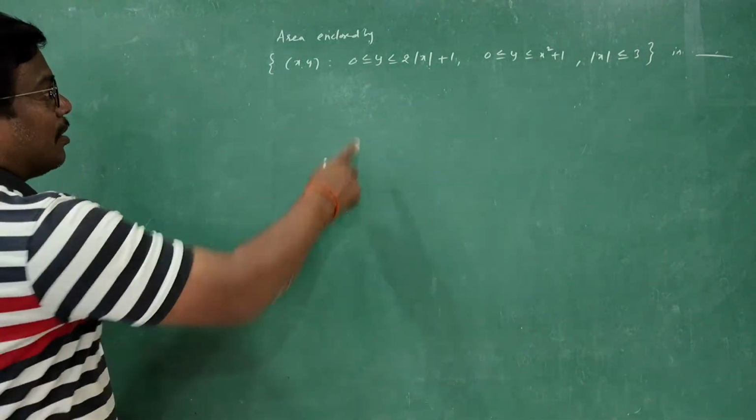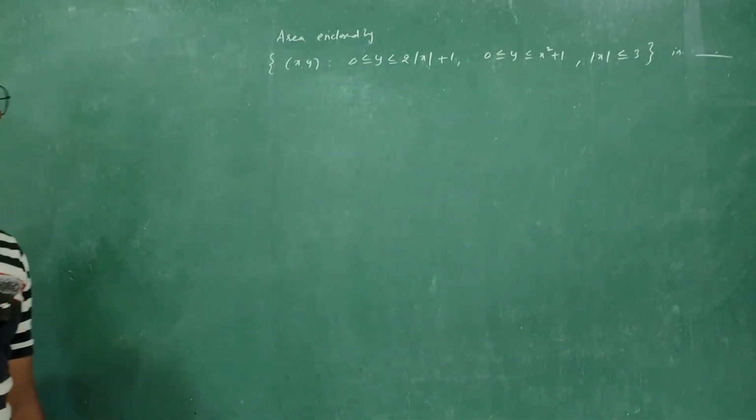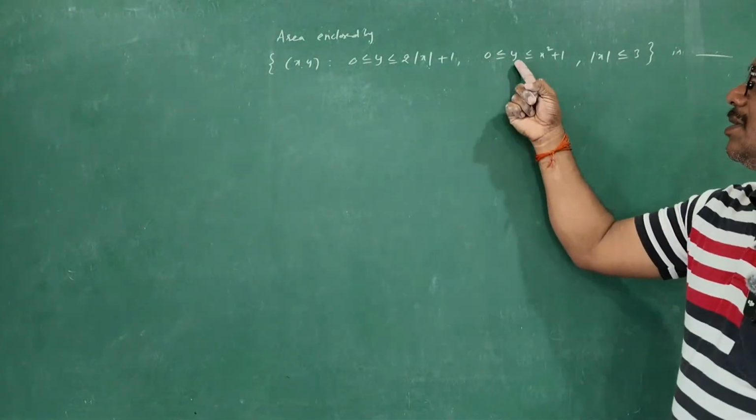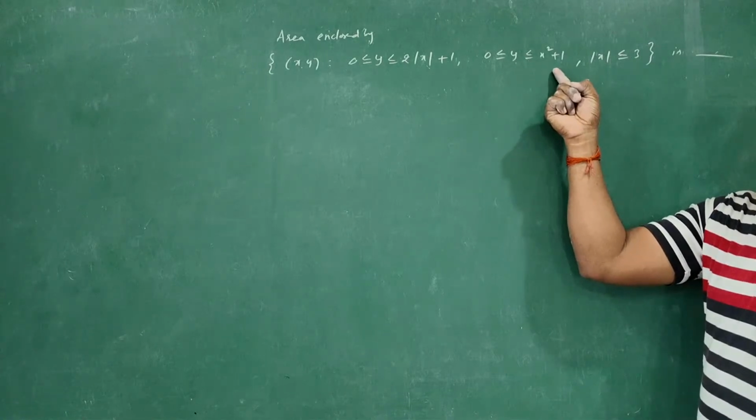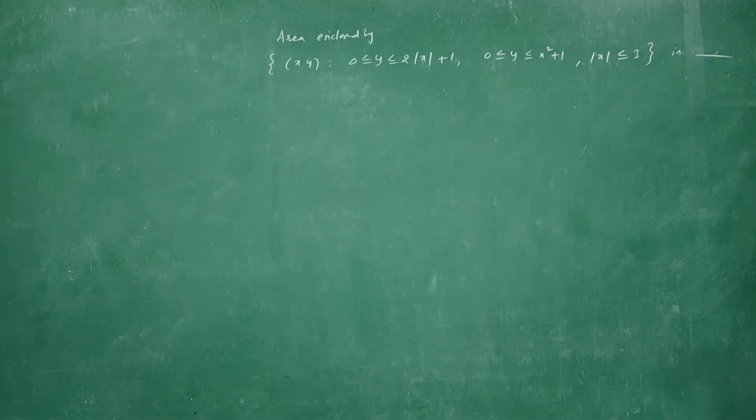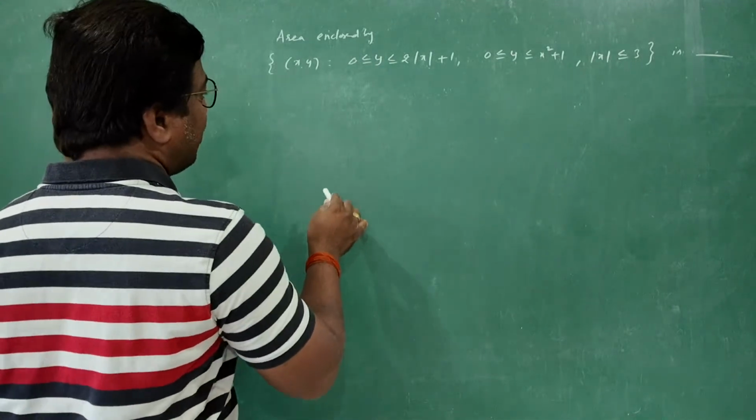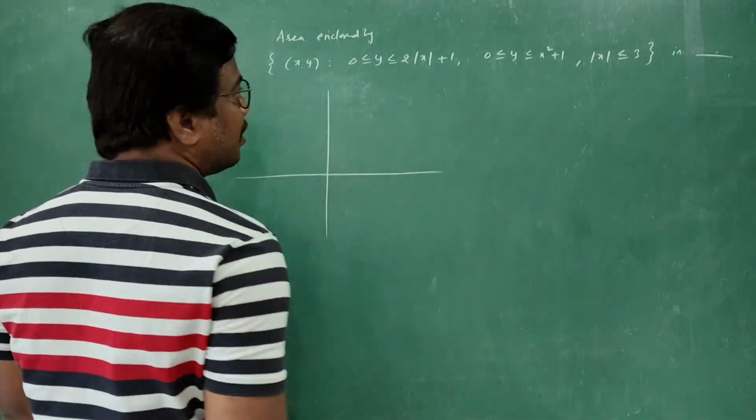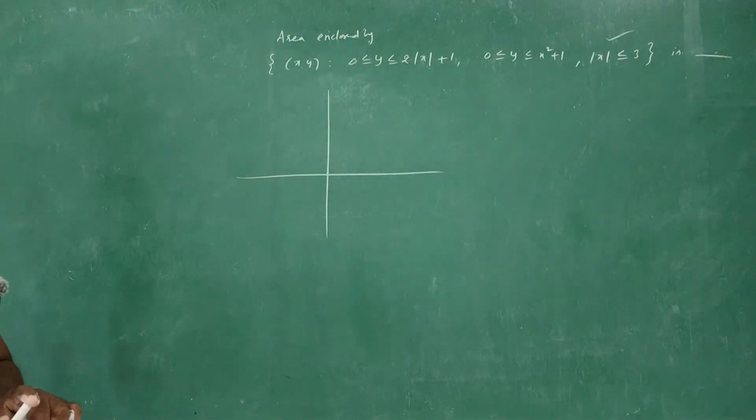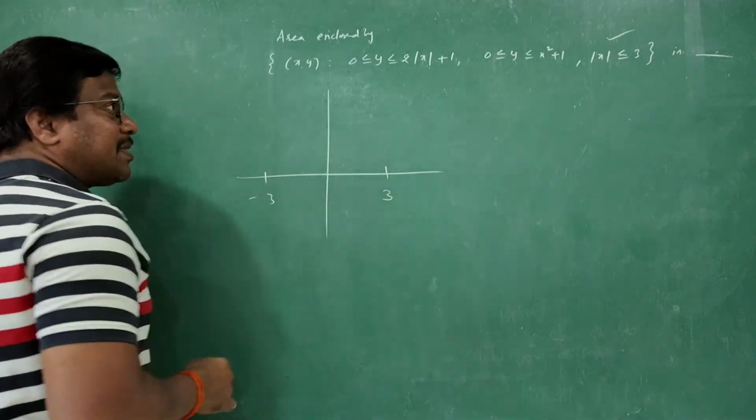Yes, y equal 0 is nothing but the x axis. Y equal 2 times mod x plus 1 indicates a pair of lines depending upon the condition. Next, y equal x square plus 1 is a parabola. Mod x less than or equal to 3 means x value between minus 3 and plus 3. First draw the graph and then go for integration. Mod x less than or equal to 3 is nothing but x values from minus 3 to plus 3. Here it is minus 3 and it is plus 3.